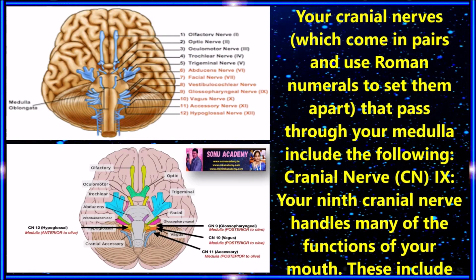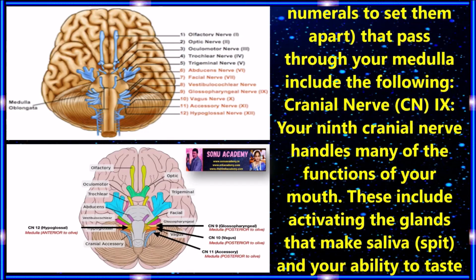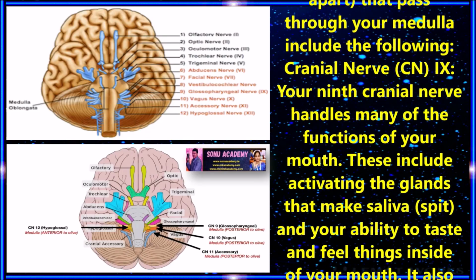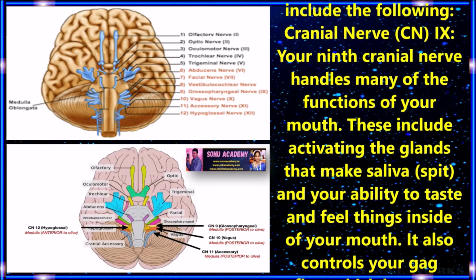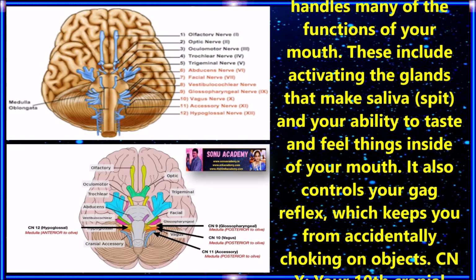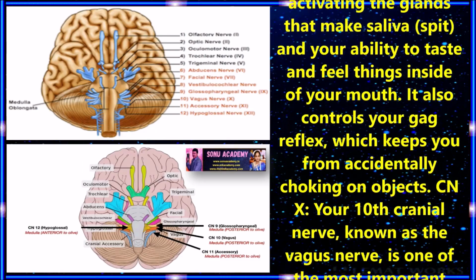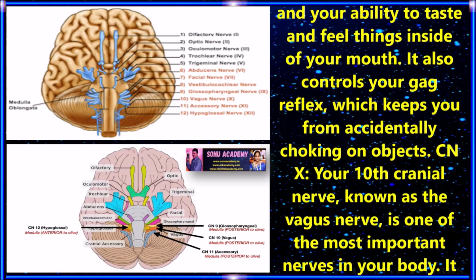Your ninth cranial nerve handles many of the functions of your mouth, including activating the glands that make saliva, your ability to taste, and feeling things inside of your mouth. It also controls your gag reflex, which keeps you from accidentally choking on objects.